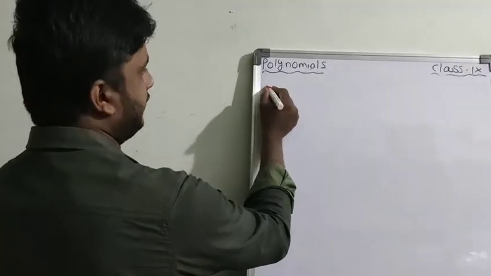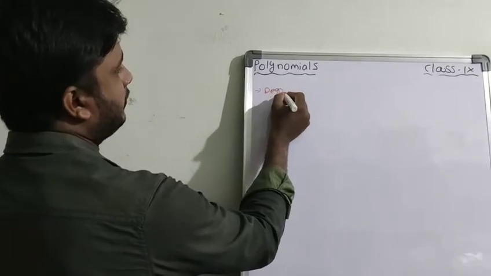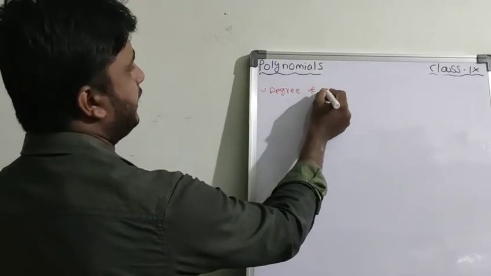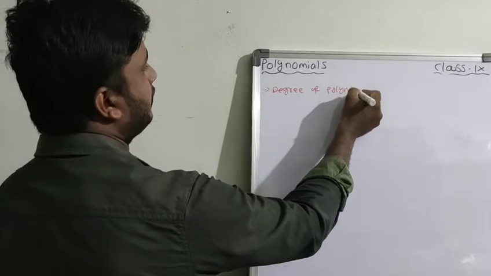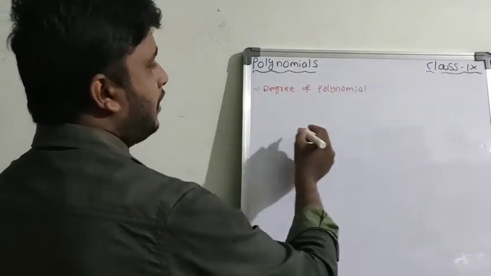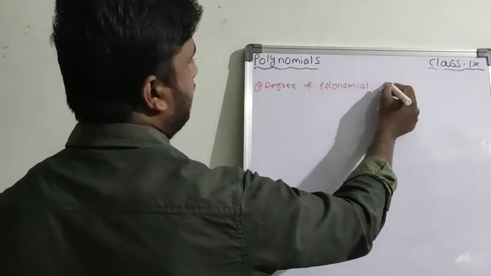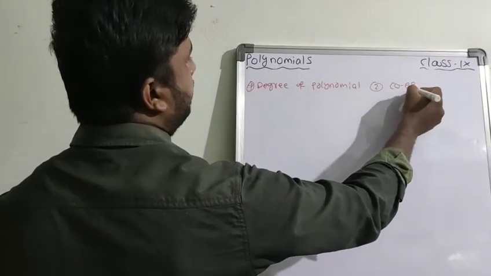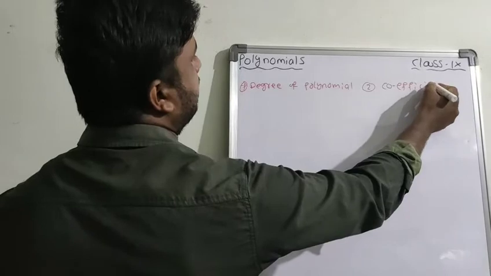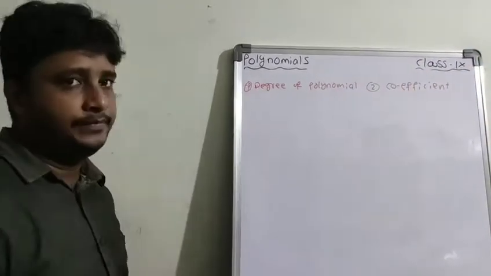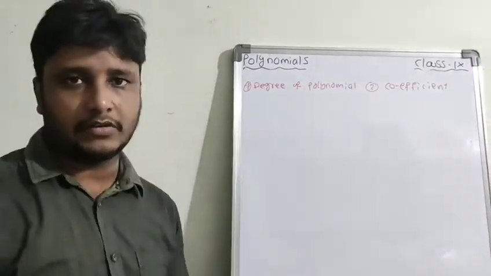Now we have to discuss two important terms. One is the degree of a polynomial, and the second is the coefficient. First of all, the degree of a term we have to discuss.